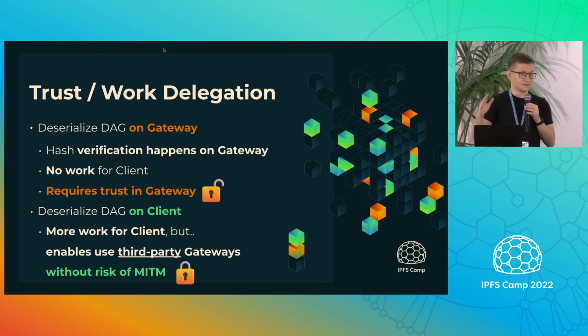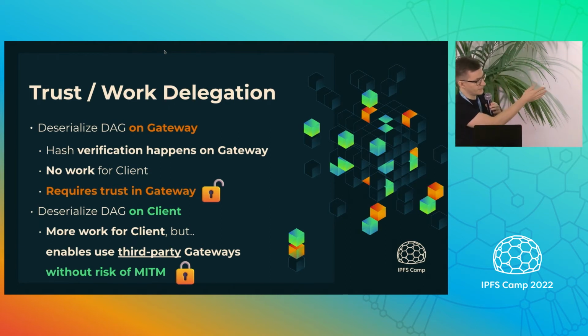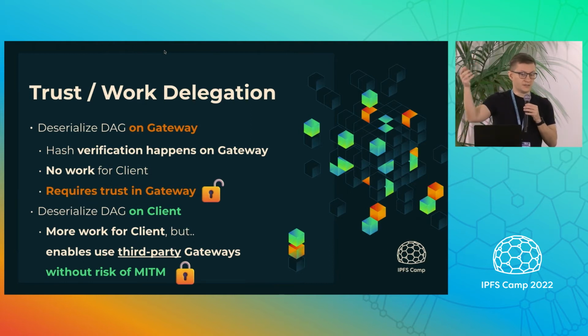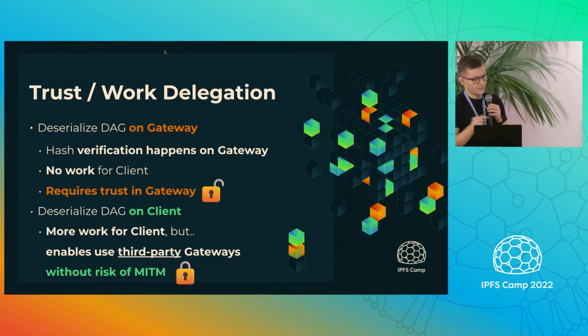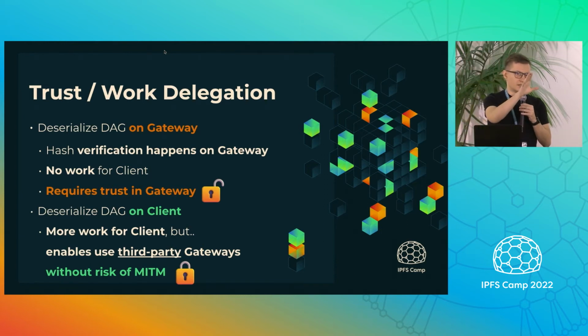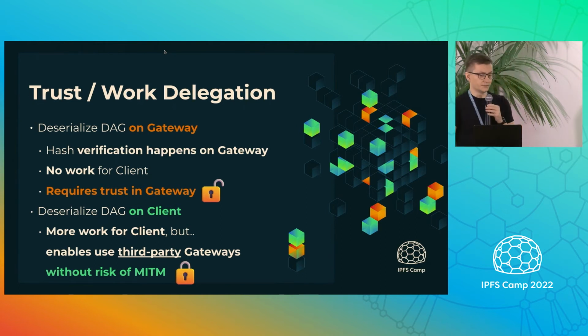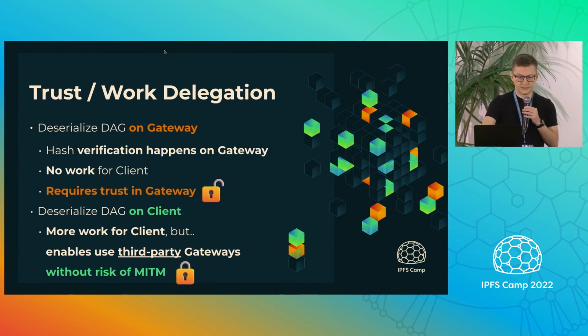It's fine if it's a node you trust. It's fine if it's a node on your local machine or machine under your control. But at the same time, now there's a choice to deserialize the DAG on the client. And that means less work for a gateway, maybe less expensive to run a gateway like that. That's more work on the client, but there's a huge win that enables use of gateways as kind of like dumb pipes, so you are able to use them without having to trust them. You can use third-party gateways which are outside of your control without risking man in the middle, because the hash verification happens on the client.